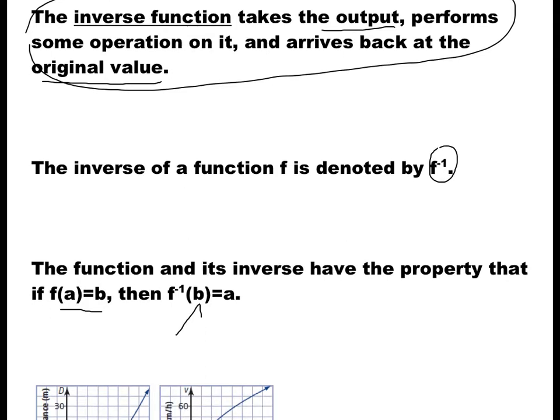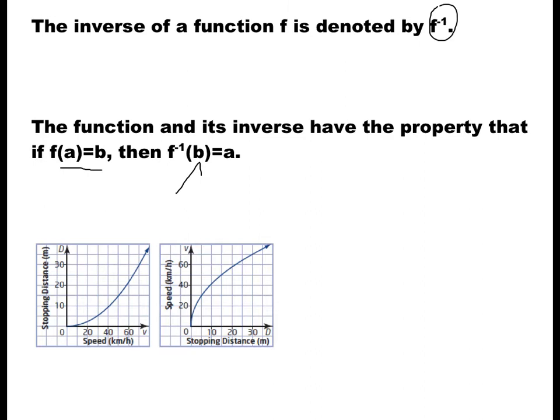To give you a visual display of what exactly the inverse function is, we have two graphs here. On the x-axis is the speed of a car, and on the y, which is the dependent variable, is the stopping distance. As you can see from the graph, as the speed of the car increases, the stopping distance of the car also increases. The inverse function does the opposite action. In this case, in the inverse, if I give you the stopping distance, I expect you to give me the speed of the car.